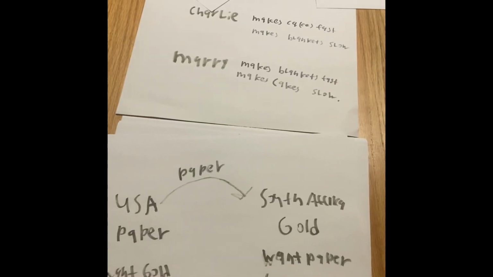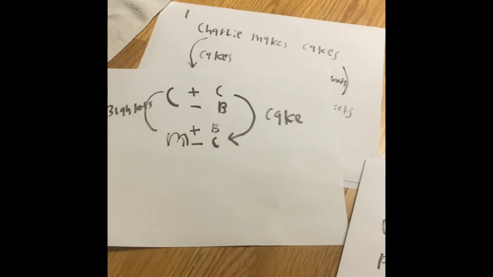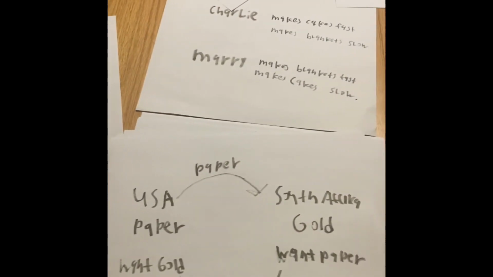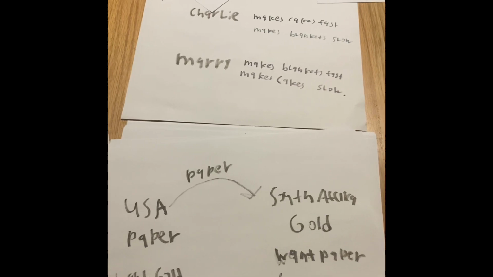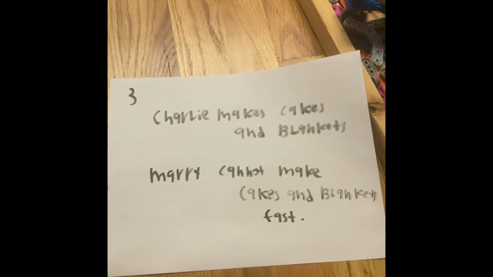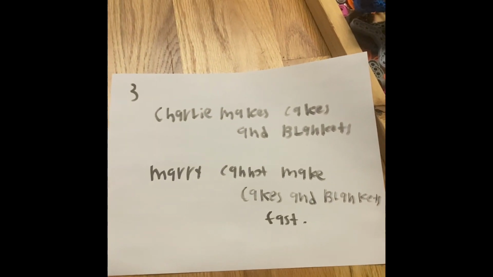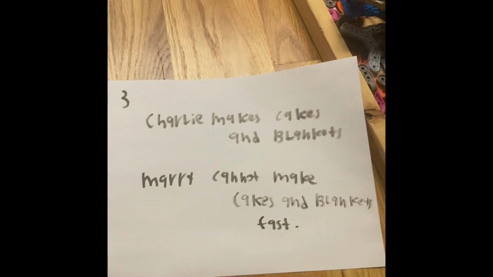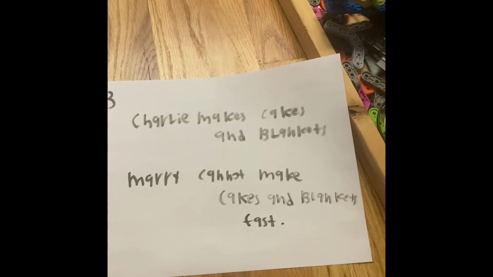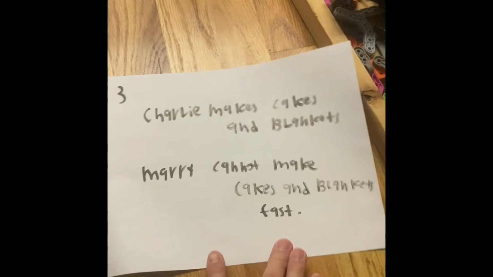So, problem number 2 is a little bit more complicated than number 1 because with number 2, you have to think a little bit more about it. But number 3 is a little bit more confusing. Charlie makes cakes and blankets. However, Mary has a disadvantage because in both areas, she cannot make cakes and blankets very fast. She cannot compete with Charlie.